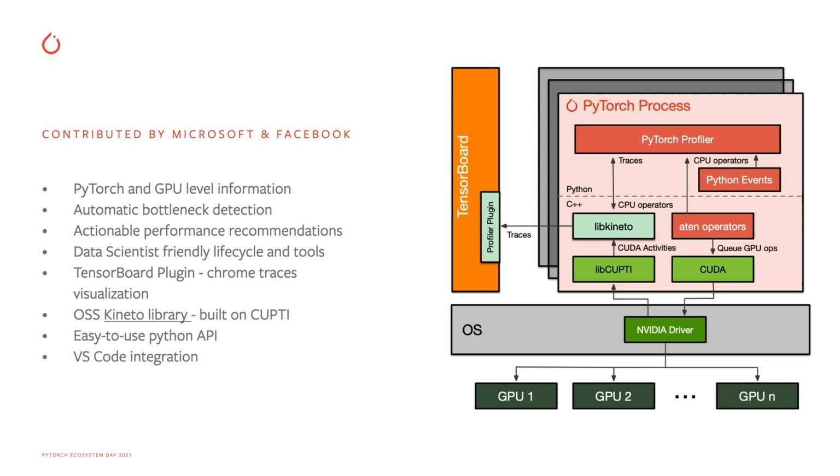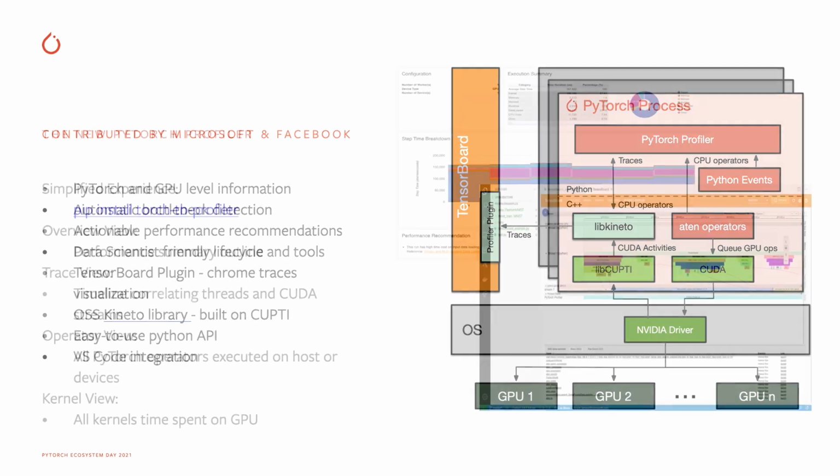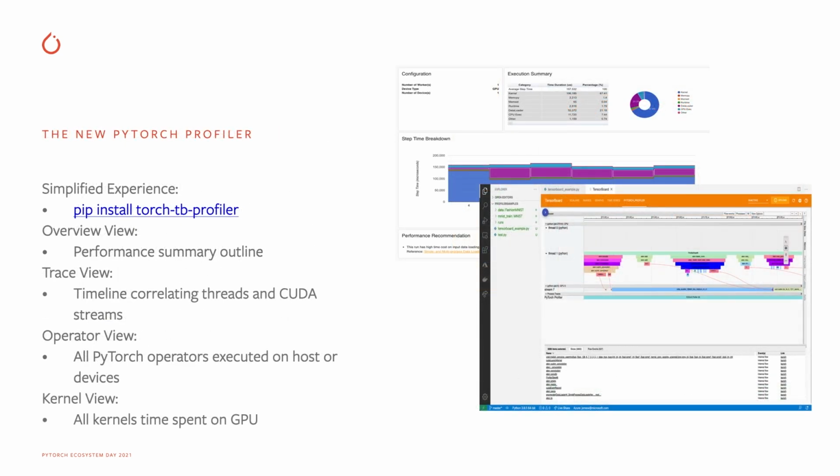For profiling models, we collaborated with Microsoft for the new PyTorch Profiler with TensorBoard Profiler plugin. We open sourced Facebook's internal tools for GPU monitoring as the Kineto library, which is built on top of CUPTI, and Microsoft contributed the Profiler plugin for TensorBoard along with VS Code integrations. Now one can see both the GPU and PyTorch level traces in a single view with actionable recommendations. It is a simple pip install for the Profiler plugin and comes with views for timeline tracing, high-level overview with recommendations, operators, and kernel views.